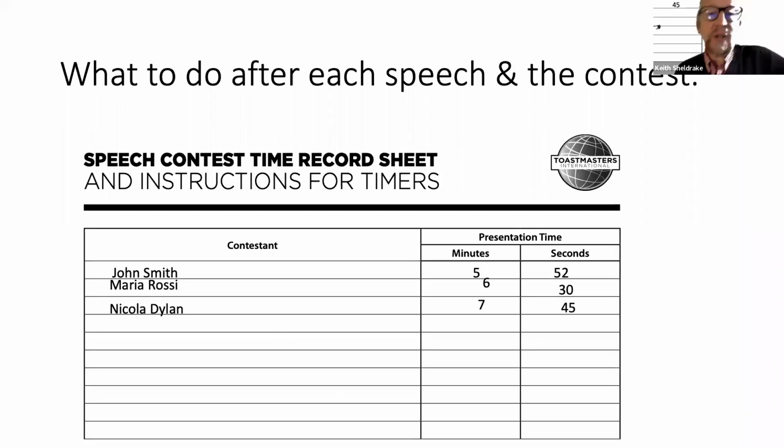After the speech, or after each speech, write down the contestant's name and the minutes and seconds. At the end of the contest, give this form to your contest chief judge. You don't need to write yellow, green, or red, just times, minutes, and seconds.